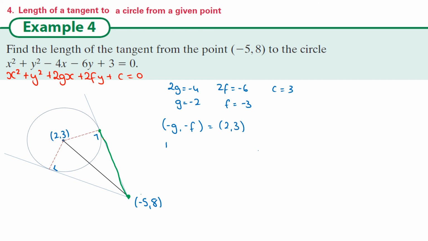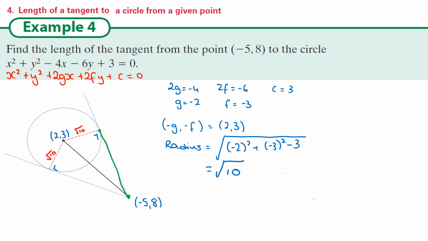The radius, if we want to work that out, is the square root of g squared plus f squared minus c, and that is the square root of 10. So that works out as our radius. So I'll put this in red, root 10. Now, because we have a right angle triangle, we're going to use that fact to work out the green side.